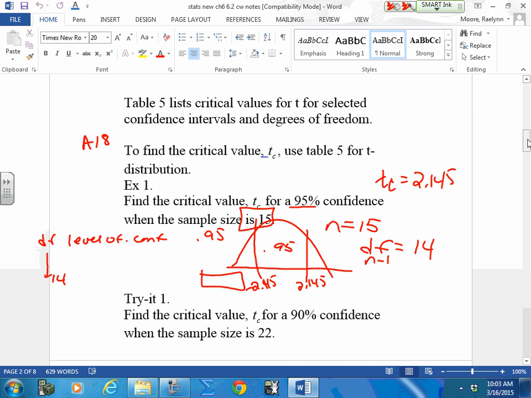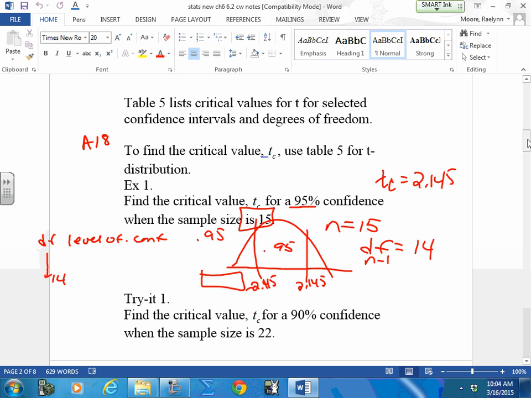Now, there's a calculated step, 2.145. Did I say it wrong? 2.145. I might have been talking too fast here. Degrees of freedom. That's where the minus 1 comes from.